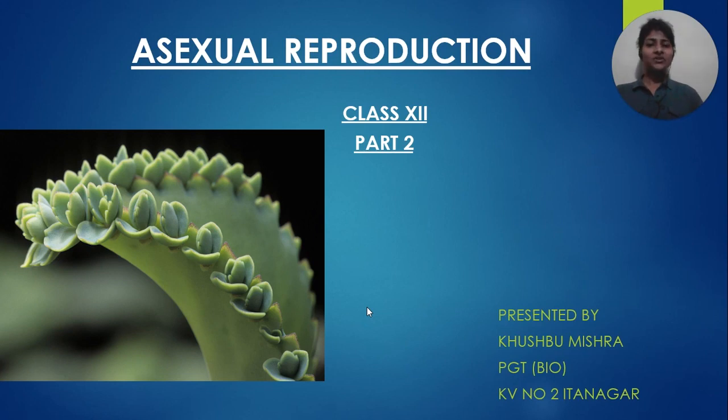This is our third video for chapter 1 of class 12, that is reproduction in organisms. In the previous videos we have already discussed the definition, the introductory part, as well as the types of asexual reproduction. In the last video we were discussing asexual reproduction in plants, and we have already completed the process of apomixis. Now in this video we are going to discuss vegetative propagation in plants. So here we go.